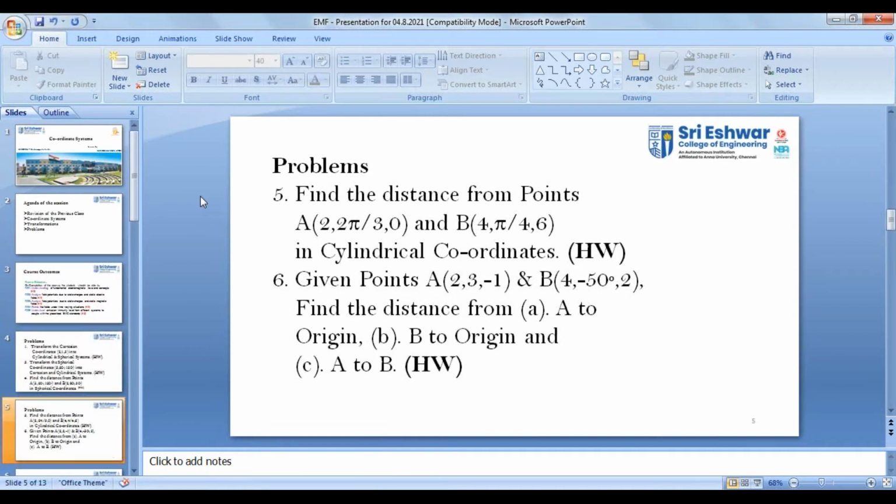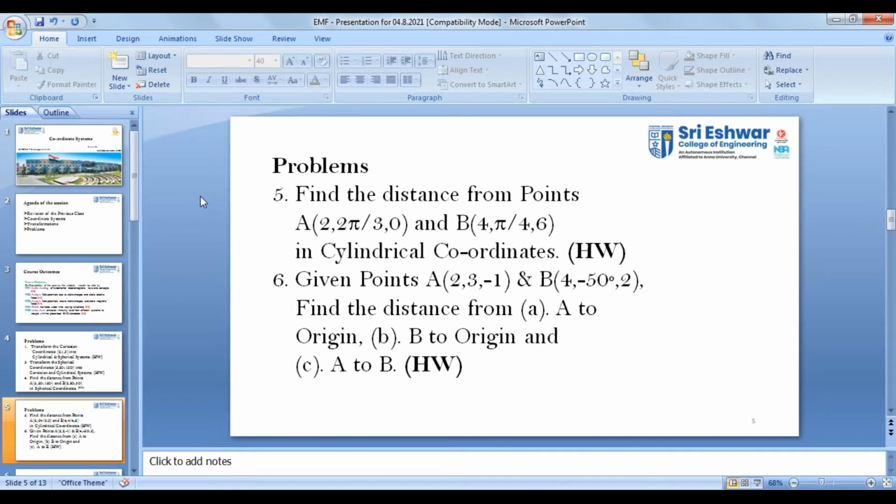Now 3 questions have been asked. What are the 3 questions? We have to find distance, but what are the questions? Subdivision A is point A to origin. Origin means what are the points? 0, 0, 0. That means point A we have in our hand, and another point is 0, 0, 0. For this one, we have to find the distance.